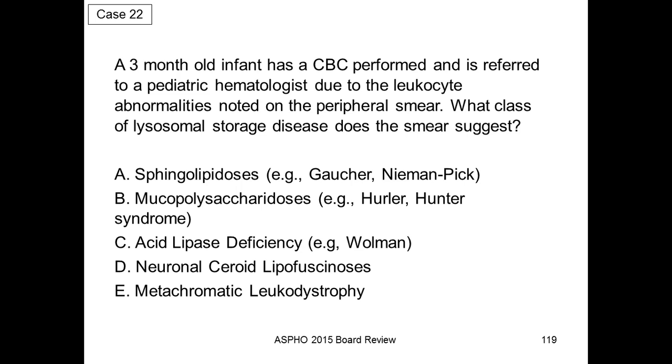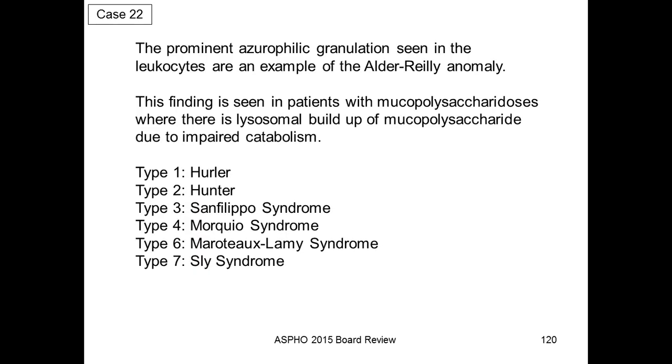Okay, so you can see these findings in patients that have mucopolysaccharidosis, such as Hunter or Hurler syndrome. And this prominent azurophilic granulation is seen in cases of Alder-Reilly anomaly. And this finding is seen in patients with mucopolysaccharidosis where there's lysosomal buildup of mucopolysaccharide due to impaired catabolism. And there are a number of different types of mucopolysaccharidosis.